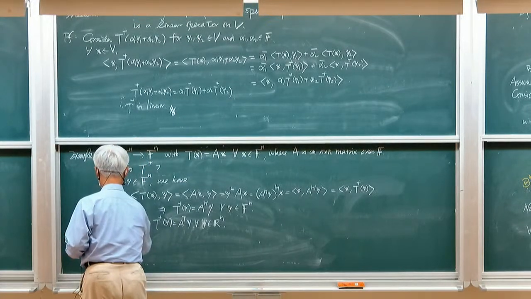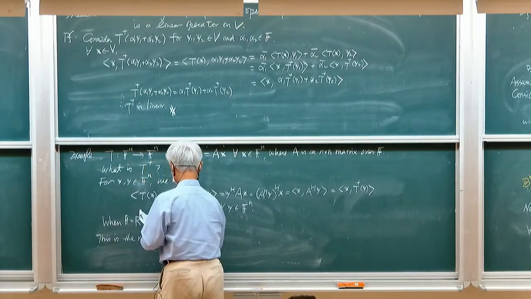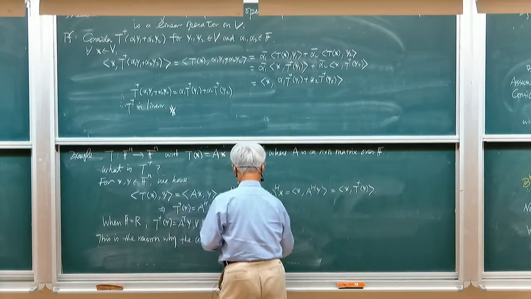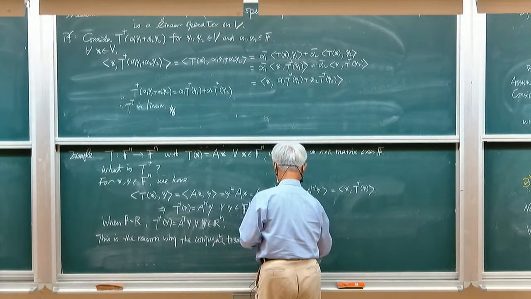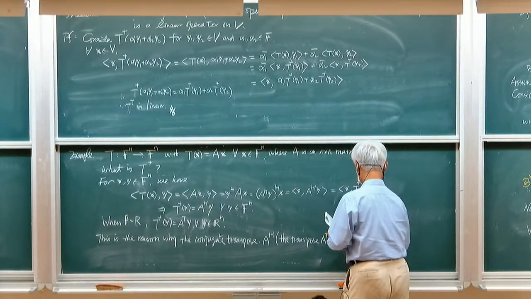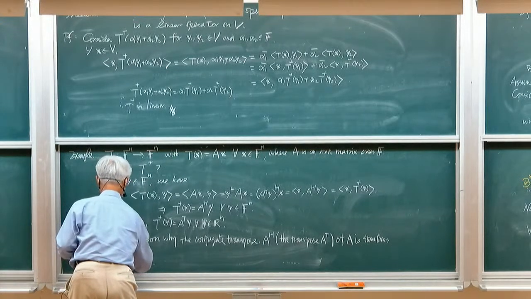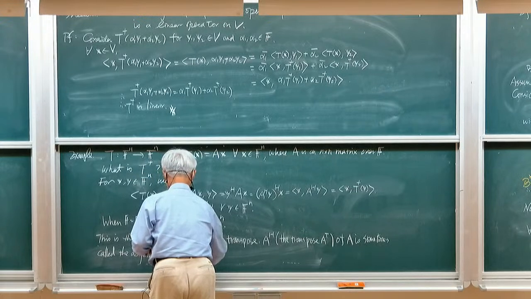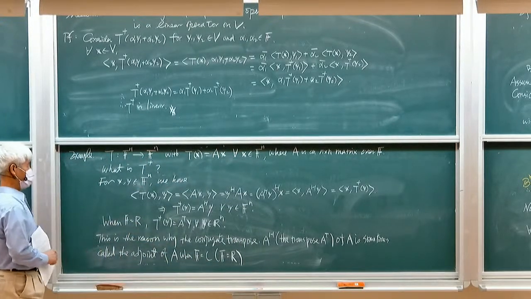So this is the reason why the conjugate transpose A^H, or the transpose A^T of A, is sometimes called the adjoint of A, when F is equal to C, or when F is equal to R. When F is equal to R, the transpose of A is called the adjoint.